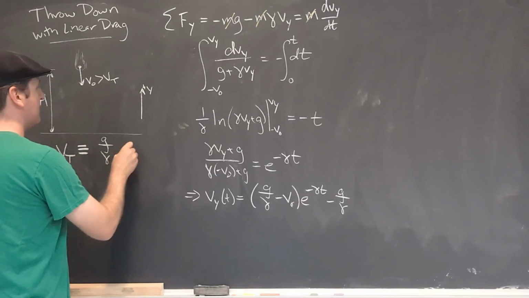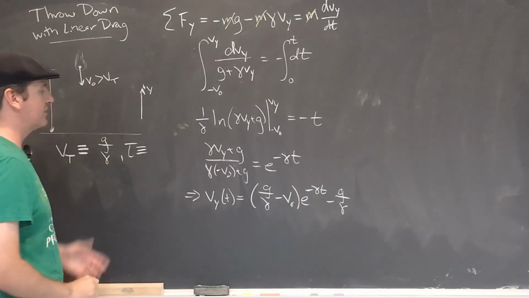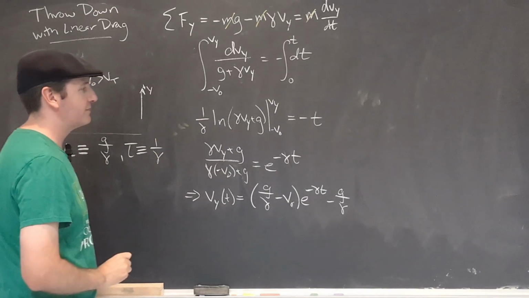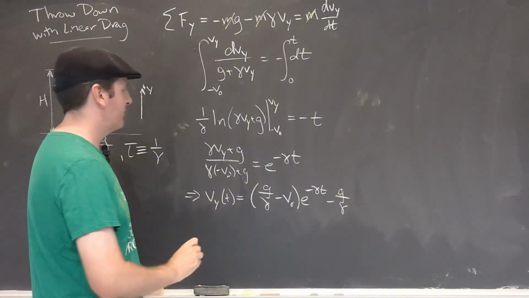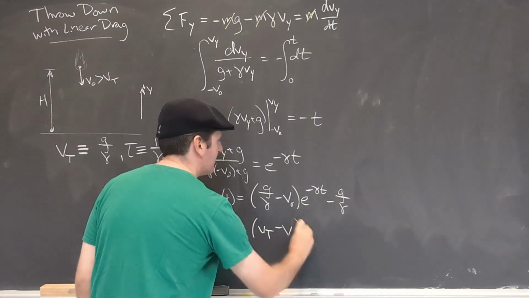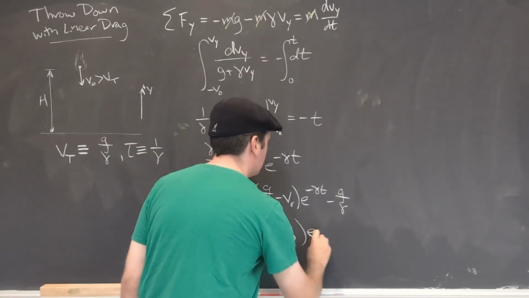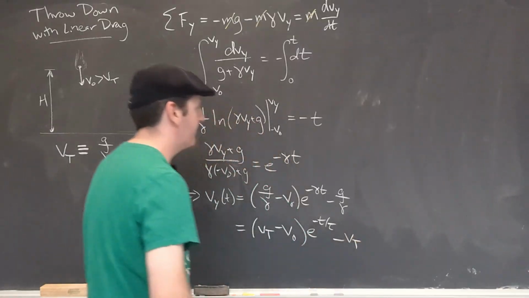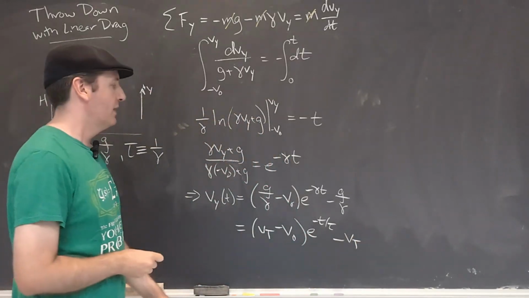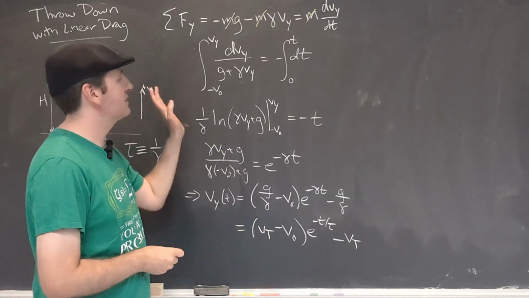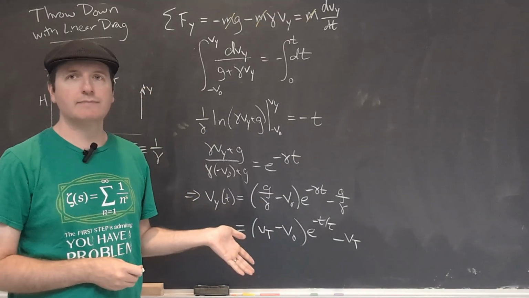And then sometimes it's also convenient to define some sort of characteristic time, I'll call tau, which is 1 over gamma. And in that case, we can finish this off by writing this as the terminal velocity minus the initial launch speed, e to the minus t over tau, minus the terminal velocity, terminal speed. Okay, so that's my velocity as a function of time. Let's bring that to the top of the next board and we'll think about it.